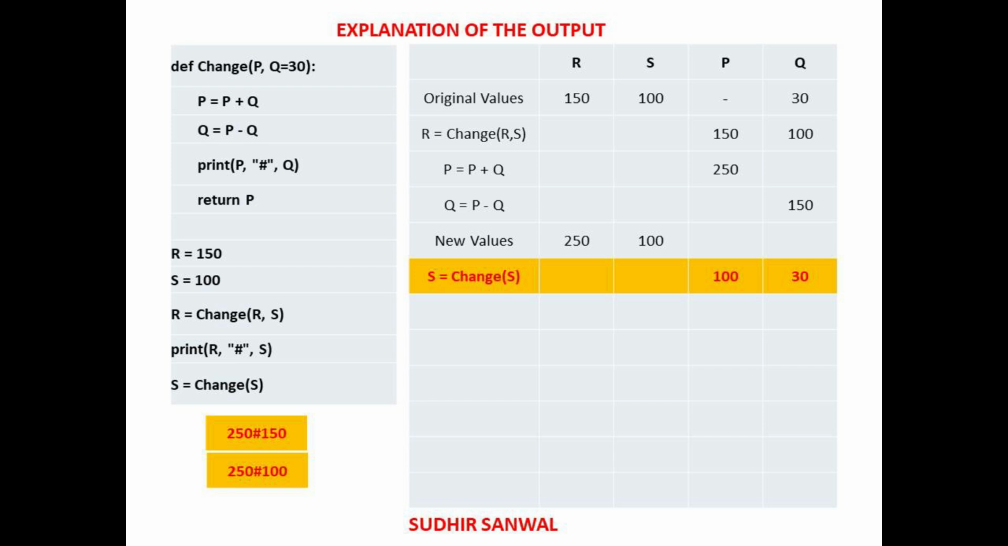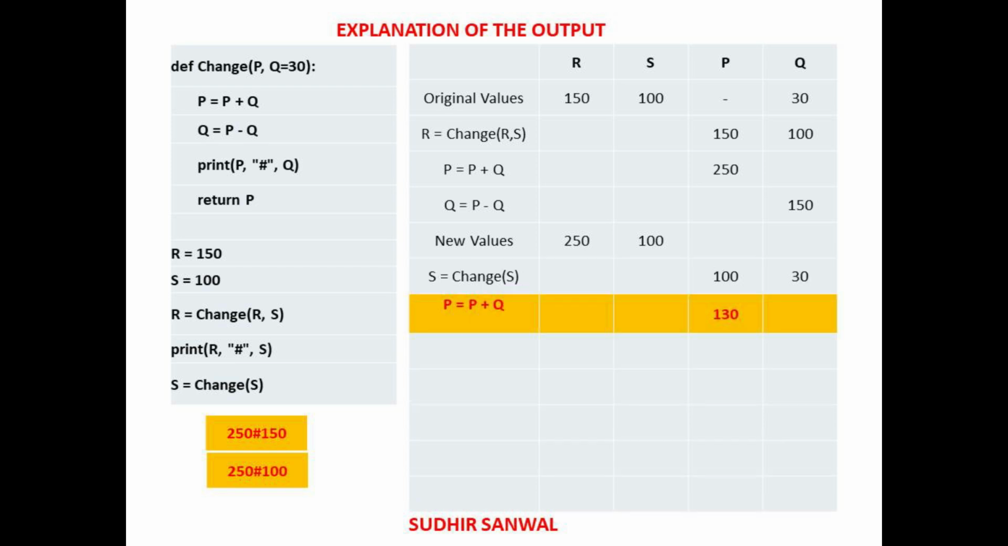Here we are passing only one variable, that is S, in our function call. So what happens? When we pass only a single value, the value of S will go to P in the function definition and the other value will be substituted by the default value of Q, which is 30. So the new values of P and Q are 100 and 30 respectively.